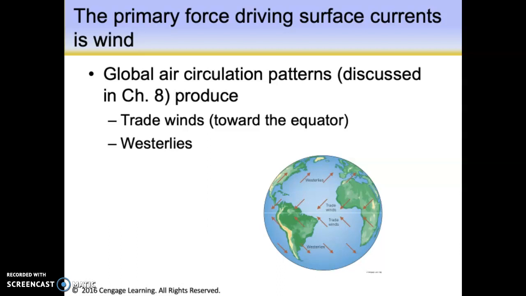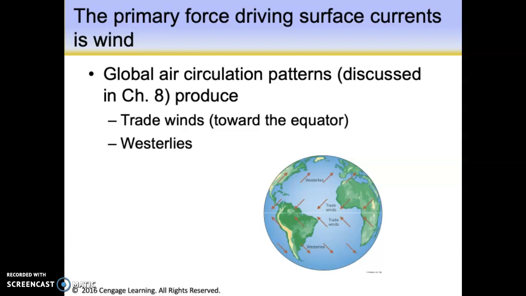The trade winds, which you can see in the middle of the diagram here, moving toward the equator, and then the westerlies, which are in the northern and southern latitudes. They're blowing roughly from 40 towards 60 degrees north and 40 to 60 degrees south. You'll notice the trade winds blow generally from east to west, and the westerlies blow from west to east.